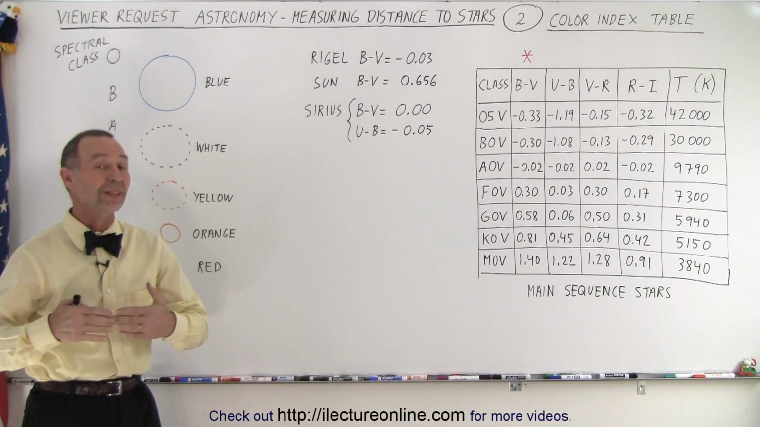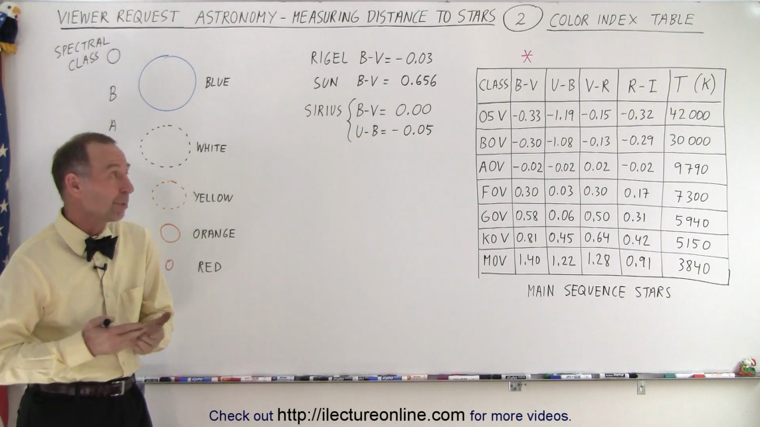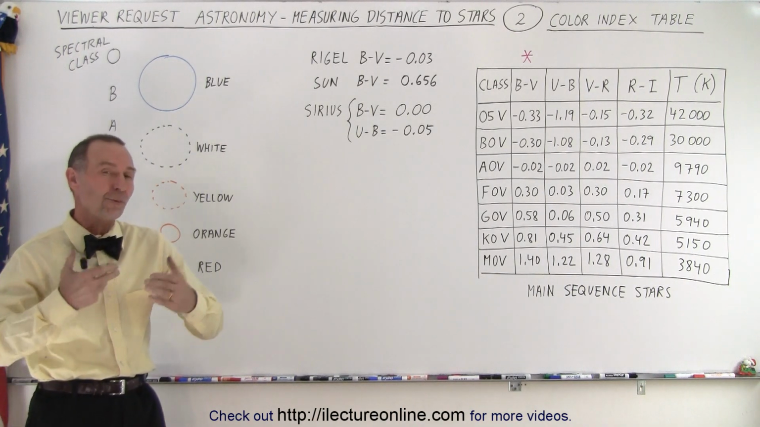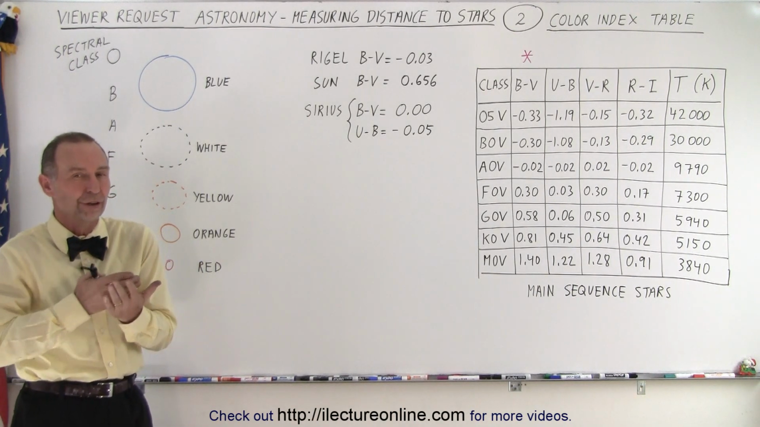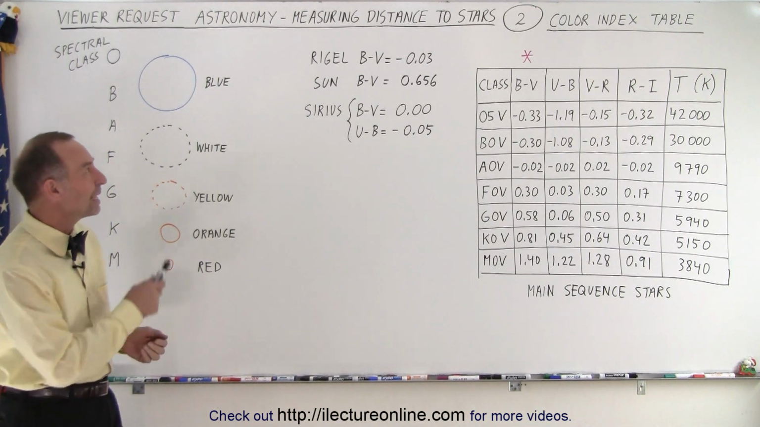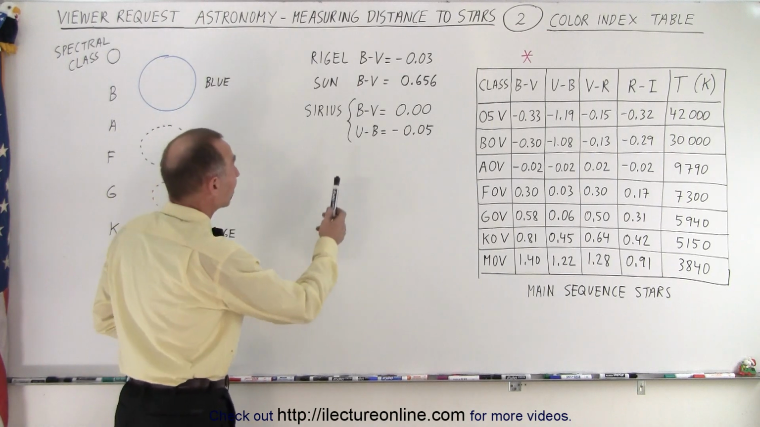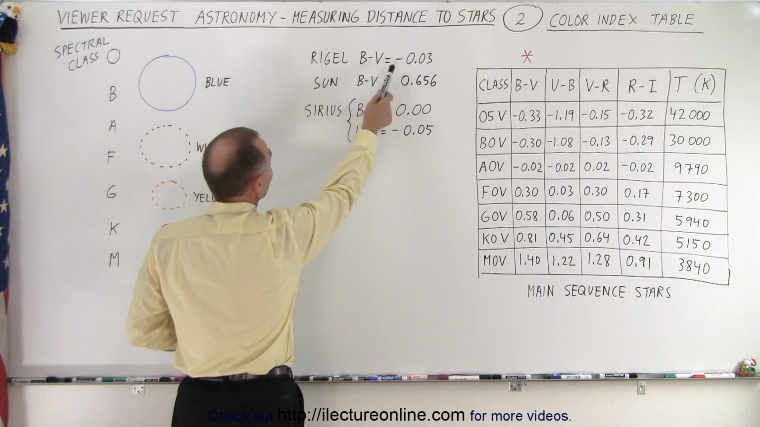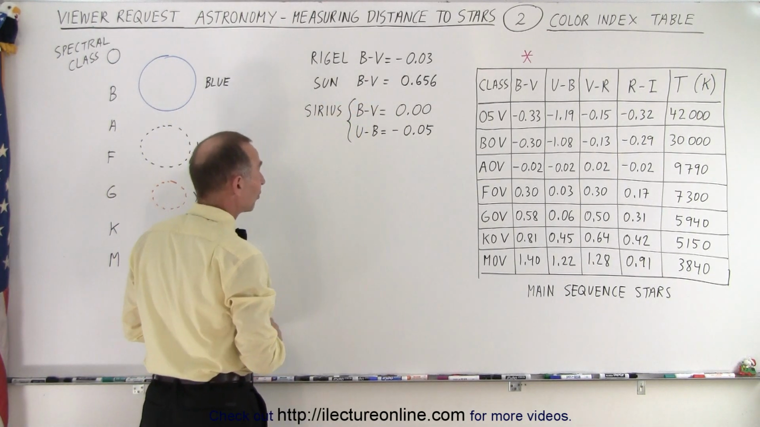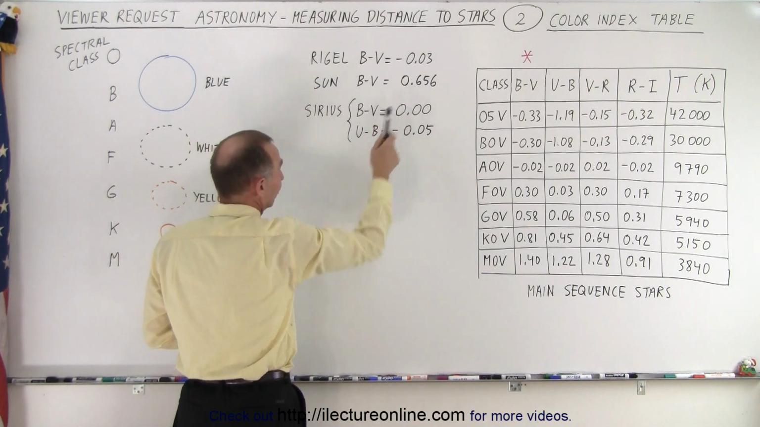Once we measured what type of star we're dealing with by measuring the intensity or the transmission of the light from the star through various filters, we have what we call the B-V color index. And here we have an example, just like in the last video. For Regal, the B-V index was minus 0.03. For the Sun, it was 0.656.